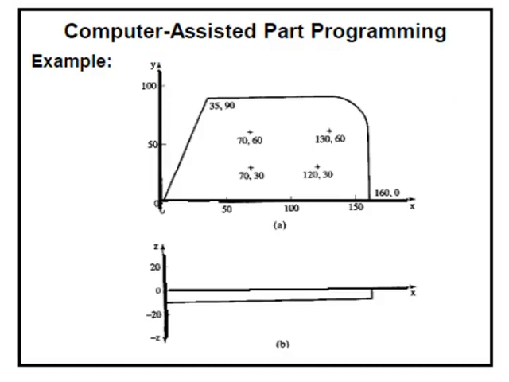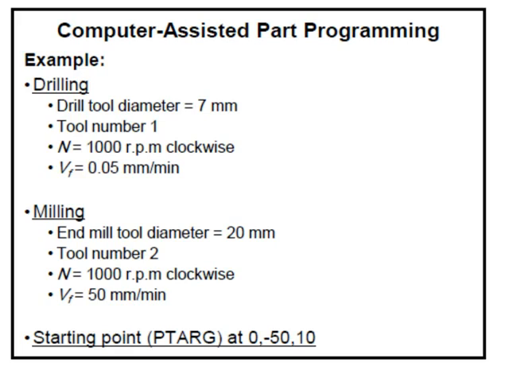Now let us see how to write the part programming for this milling operation. For example, we are doing a drilling operation. Drill tool diameter must be 7 mm. Cutter number 1 we use for drilling operation. The speed is 1000 rpm and the tool rotates in clockwise direction, and feed is 0.05 mm per minute. Similarly, for milling operation we use an end mill cutting tool of diameter 20 mm. Tool cutter number 2 is used here. Speed is 1000 rpm in clockwise direction. Feed 50 mm per minute.